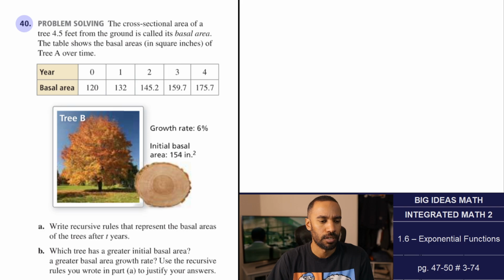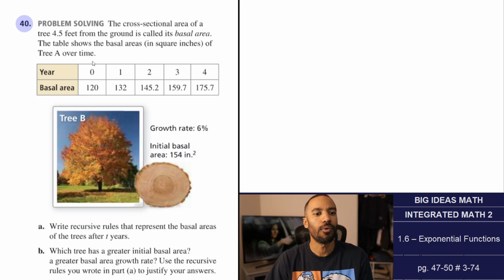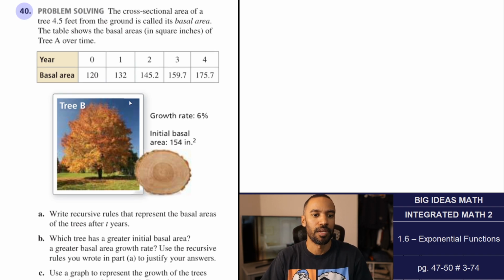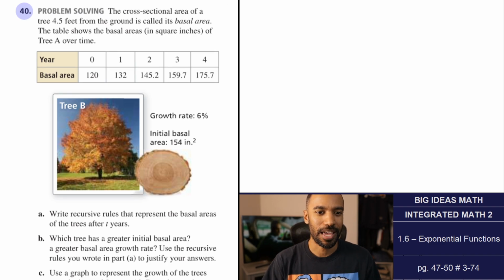I'm doing this on the calculator. 132 over 120 is, oh, that's 1.1. So what's this? That's weird. That's not 6% then. Oh, this is tree B. Okay, perfect. So I do have to do something with tree A. So anyway, let me talk about that then.